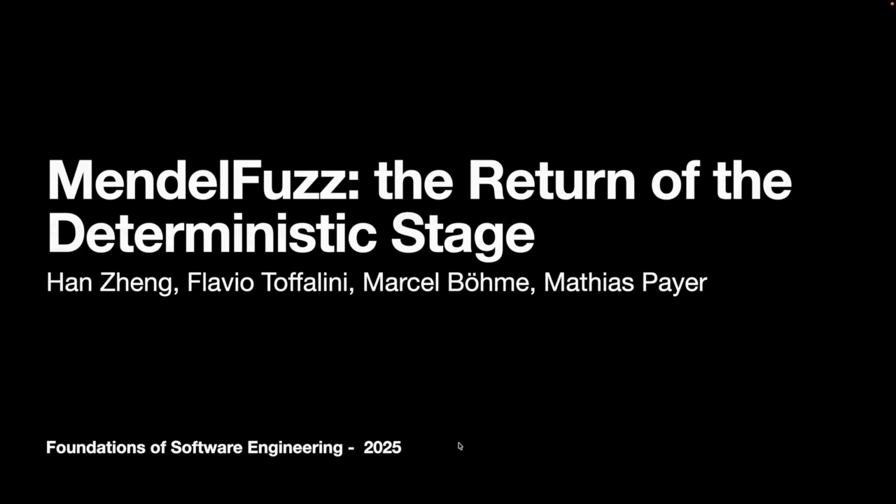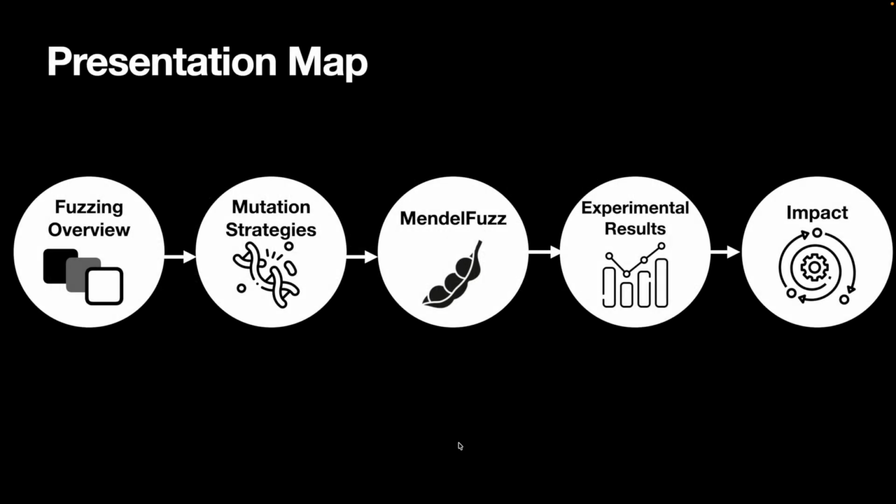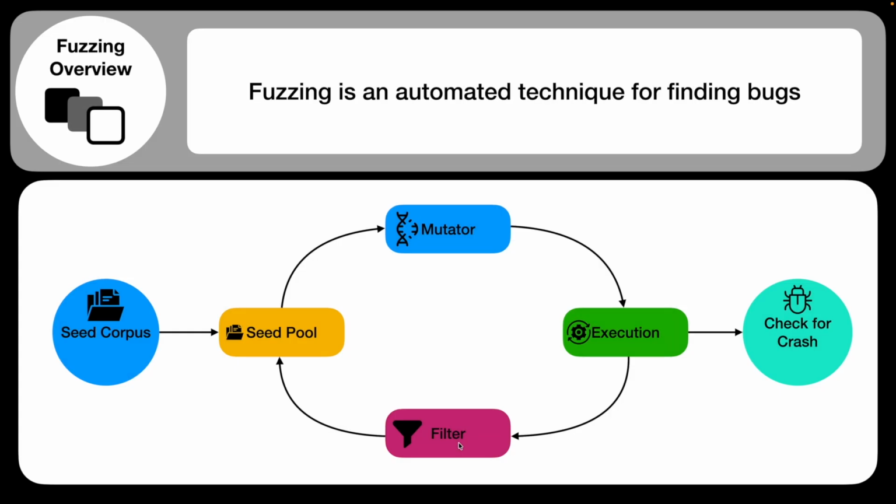So we're going to start with just a quick overview of fuzzing, which you're probably aware of, but I think it's always useful to cover the basics. So fuzzing is an automated technique for finding bugs. It does this through the core fuzzing loop: we take a seed from our seed pool, which was some previous input, we mutate it, and then execute it. After execution, we check if it crashed, which indicates we found a new bug, which is good, or if it didn't crash, we then analyze its trace and we filter it. And we're filtering for interesting execution.